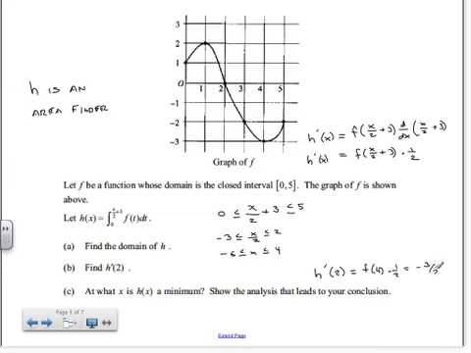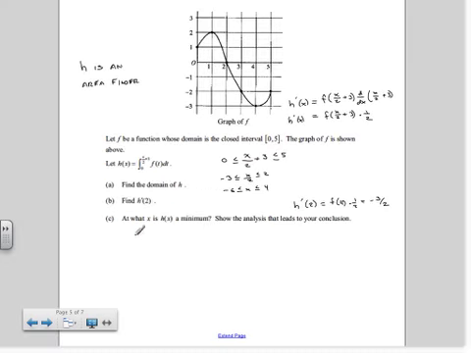Finally, we're going to look at what x is h of x a minimum, and that's once again assumed to be absolute minimum. So we will test the endpoints, h of negative 6, h of 4, and we'll also test any critical points. So we need to look at the derivative of h, which is up above, f of x over 2 plus 3 times 1/2.